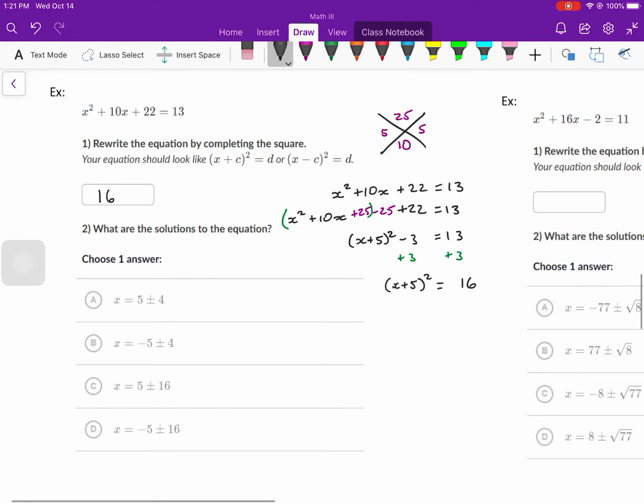All right, now that that's out of the way, whoa, it doesn't equal 16. We need to enter the entire equation, my bad. So x plus 5 squared equals 16.